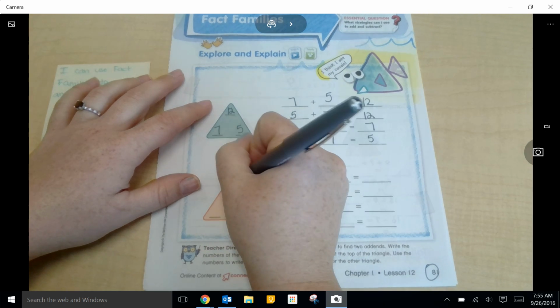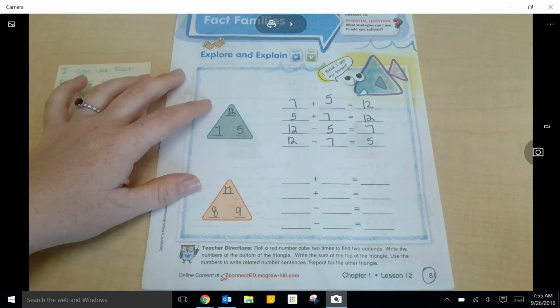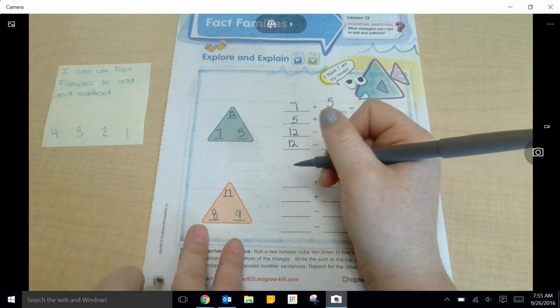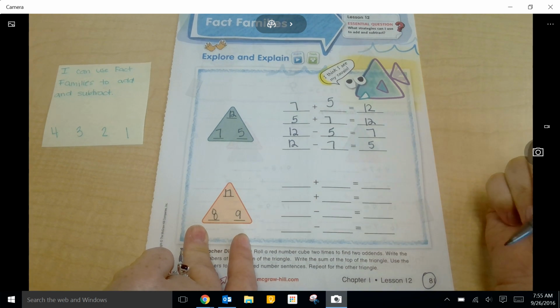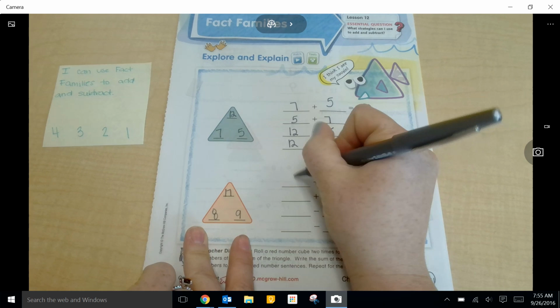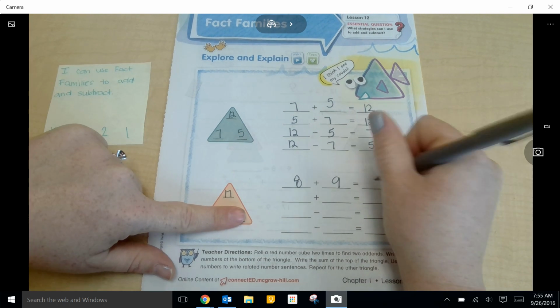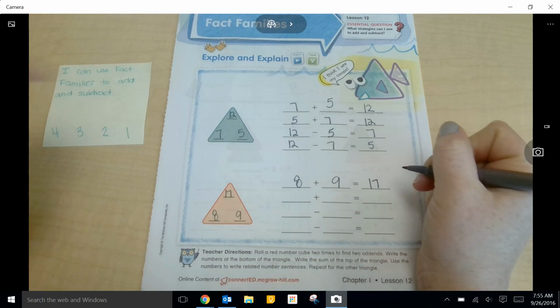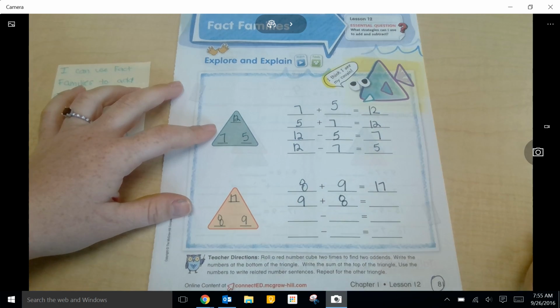Let's do the number 17, 8, and 9 in our triangle. So I can remember I start with my 2 addends for addition, and I start with a whole and a part for subtraction. So let's do 8 plus 9. I can cover up those 2 numbers, and I know that equals 17. Or I can do 9 plus 8. I'm switching those 2 parts around, but I still get the same whole, 17.